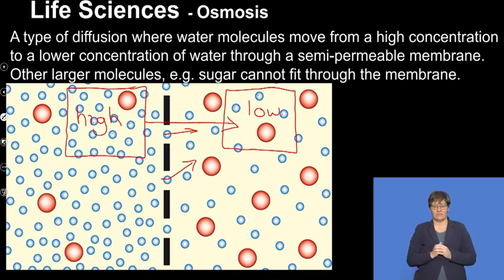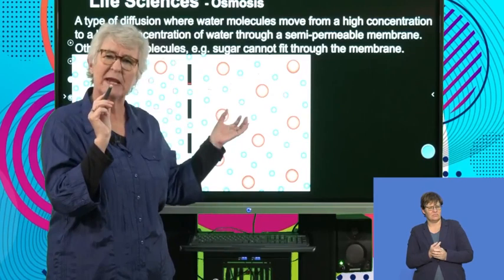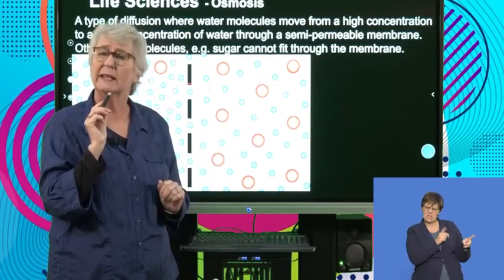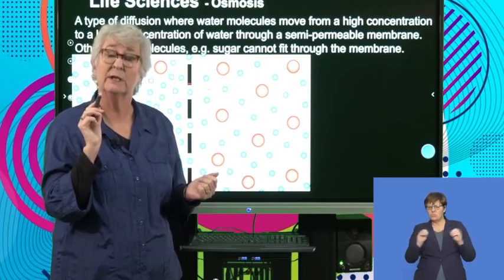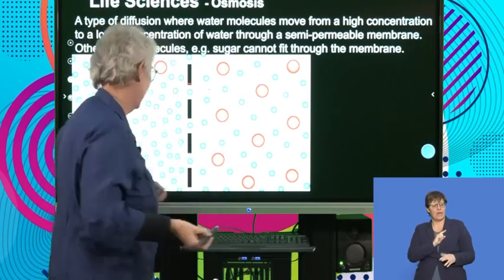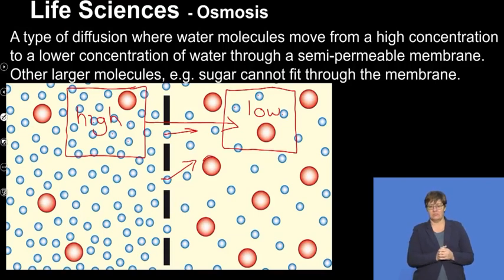But you might ask, what about the little red particles? Why don't they move from a high concentration to a low concentration? Let's see why. If you look at the size, and those represent, for example, sugar molecules, they cannot fit through the spaces in the membrane. So large molecules can't fit through the membrane, but smaller molecules can, and that's why we call it a semi-permeable or selectively permeable membrane.